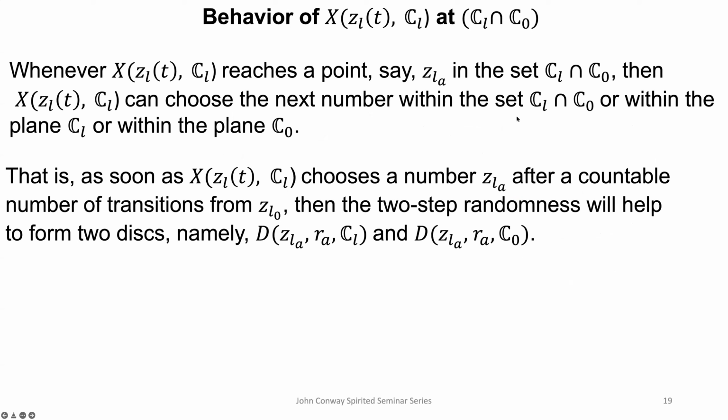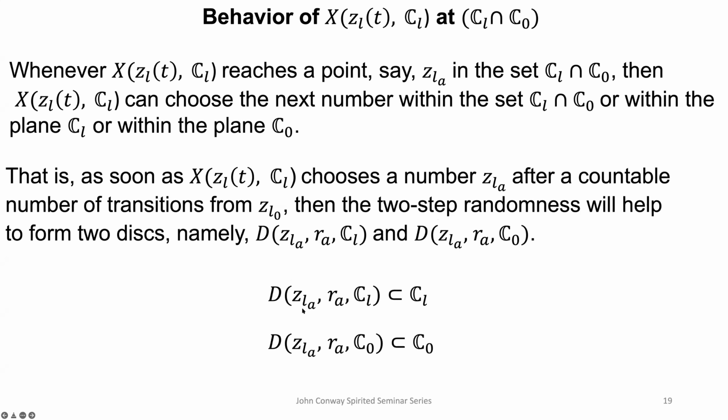So the next number is in the set CL intersection C0, within the plane C0. As soon as X of ZLT, CL chooses a number ZLA, after a countable number of transitions, the two-step randomness will produce either the disk D of ZLA, RA, or D of ZLA, RA on C0. That means this new disk could be on the plane C0 orthogonal to the bundle, or on the CL, as I just explained using the figure.